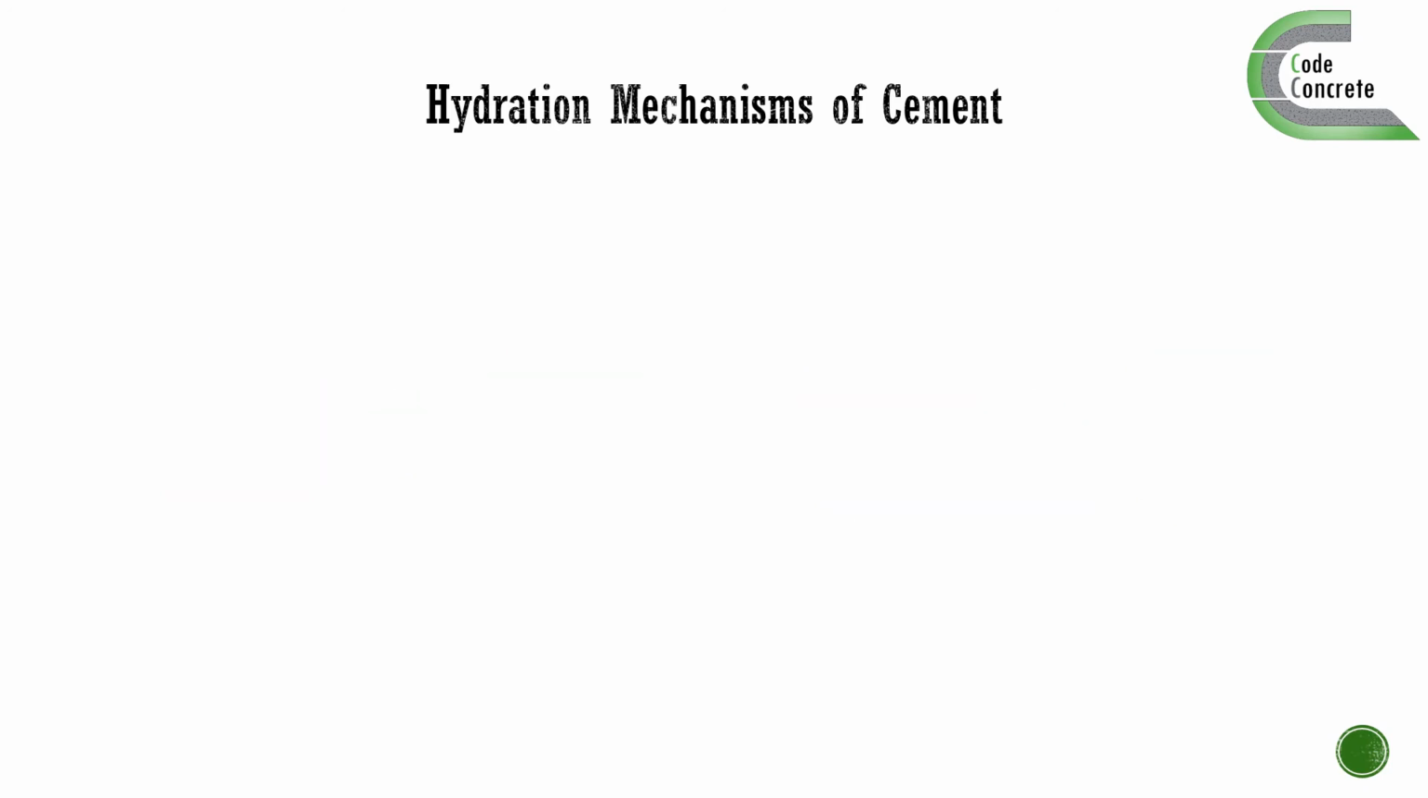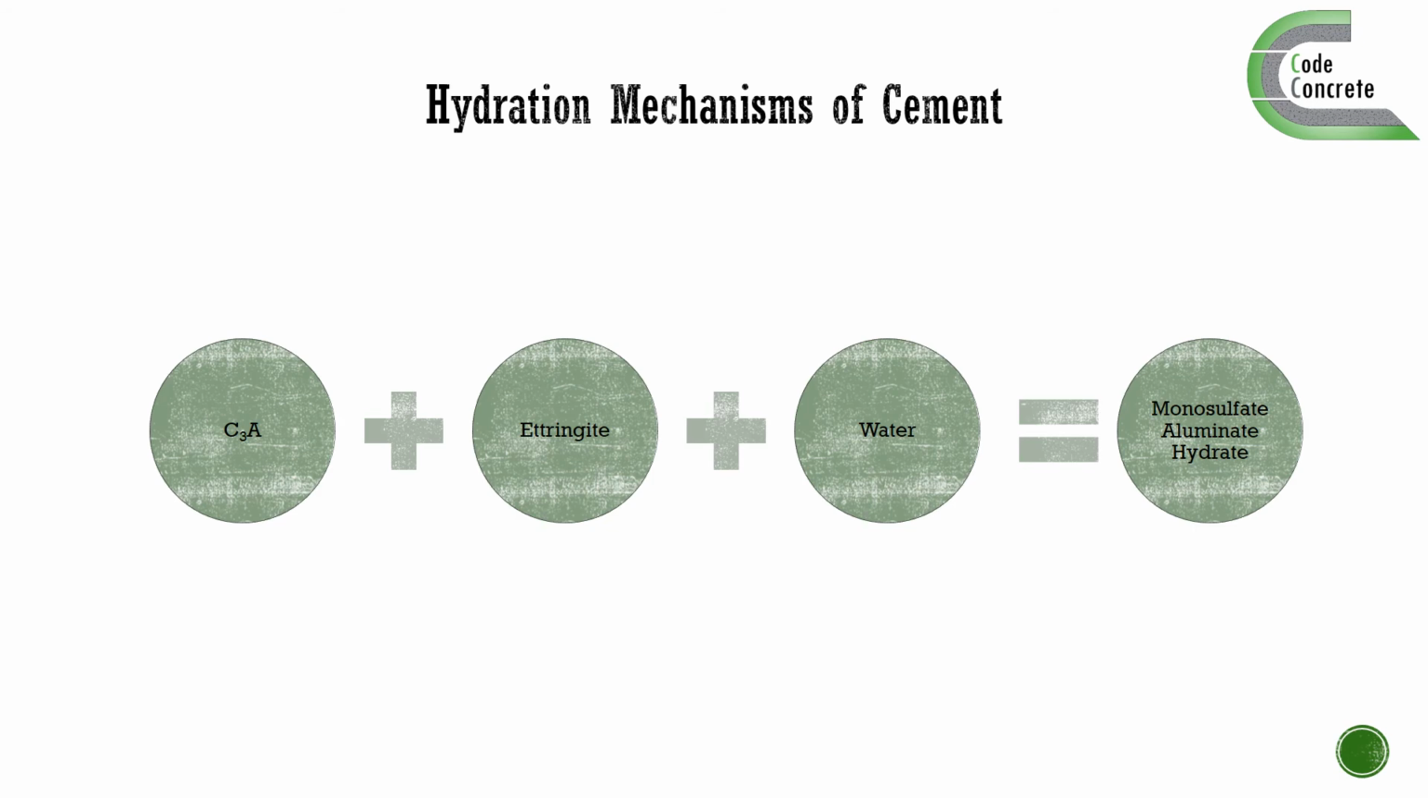Once gypsum is depleted due to the first reaction, the ettringite becomes unstable and starts reacting with the remaining tricalcium aluminate to produce monosulfate aluminate hydrate crystals, where tricalcium aluminate reacts with ettringite and water to produce monosulfate aluminate hydrate.